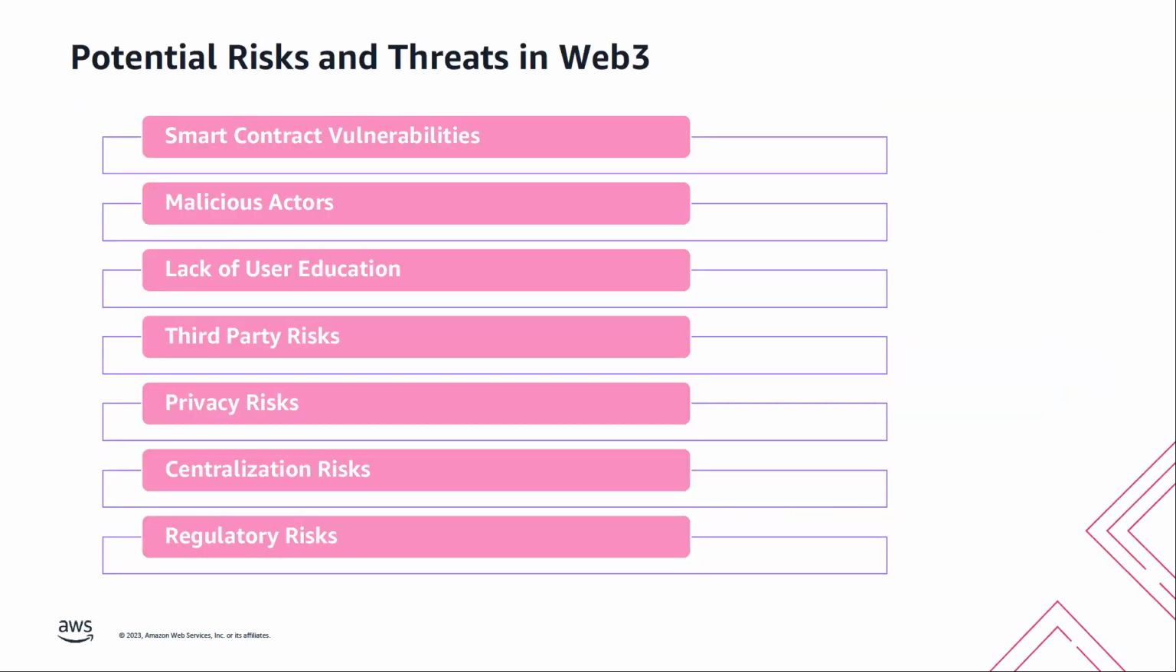So what are the potential risks and threats in Web3? Here come seven main points. Firstly, smart contract vulnerabilities. Smart contracts are the main component in the whole Web3 technology. A smart contract is vulnerable to hacker attacks. They can easily manipulate the code and then steal crypto from the users.